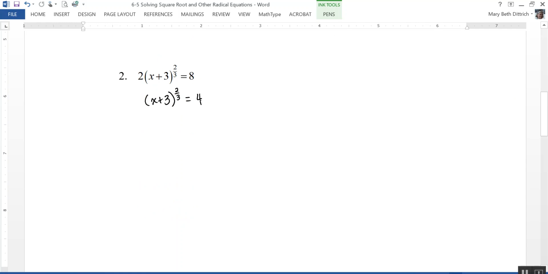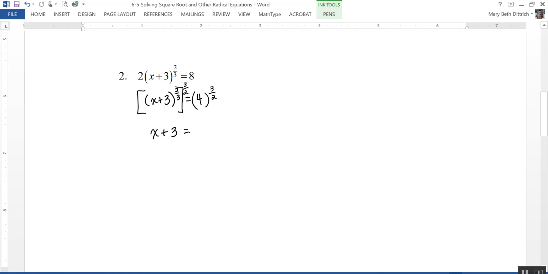Now I need to get rid of that 2/3 power. I'd want that to be a power of 1. So I'm going to raise each side of the equation to the 3/2 power. Because recall the property of exponents: if I have an exponent inside and one outside, I multiply. So that's going to give me a 1. So this side of the equation is going to just become x plus 3.